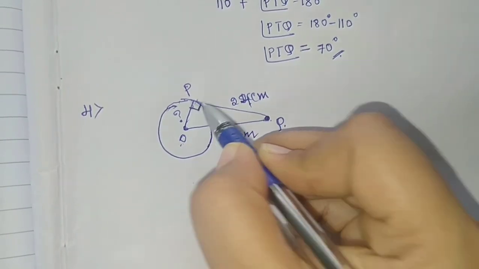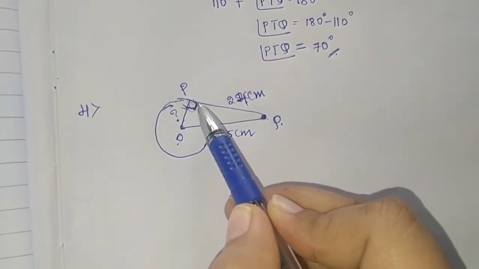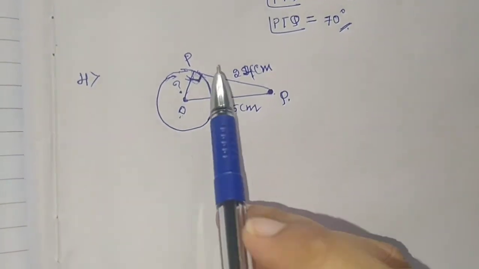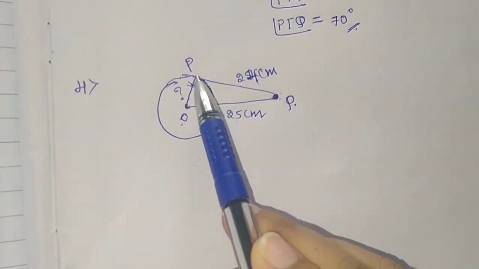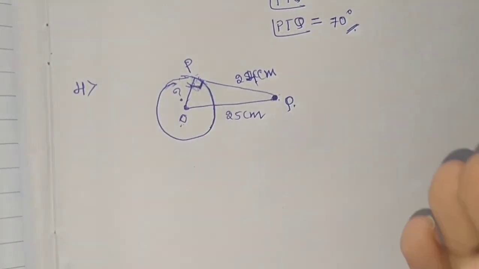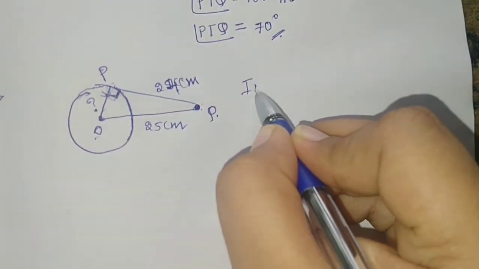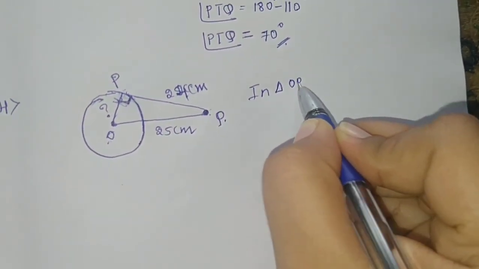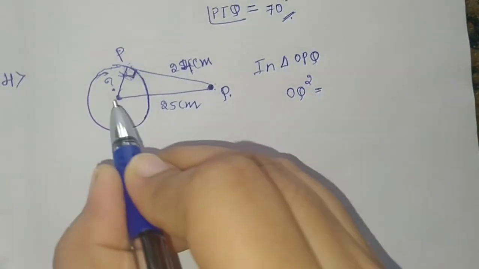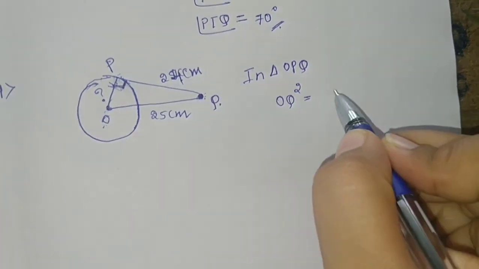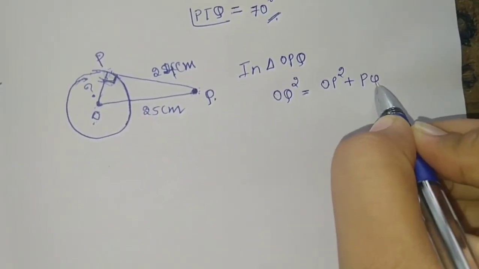that according to Pythagoras theorem, this is a 90 degree angle, right? So this angle is always equal to 90 degrees. Opposite to this will be the hypotenuse, and this is the opposite side, and this is the adjacent side. So using Pythagoras theorem, in triangle OPQ, OQ square is equal to OP square plus PQ square, where OQ is the hypotenuse.